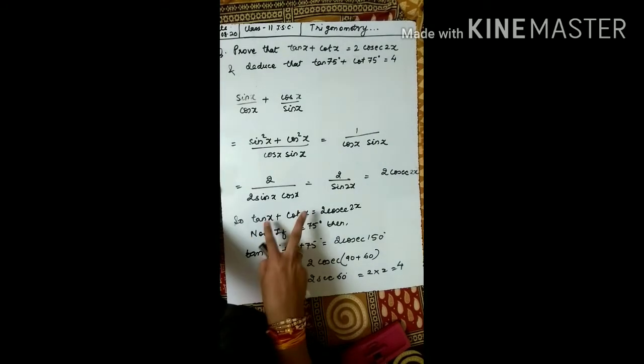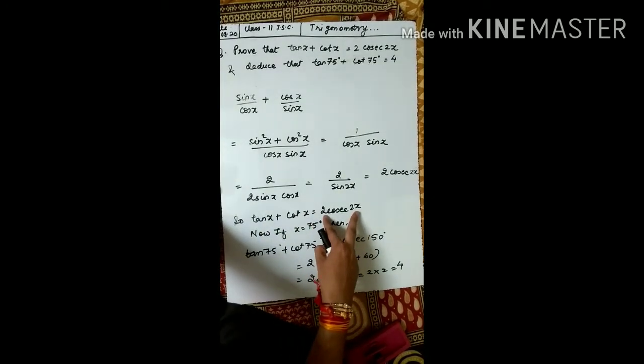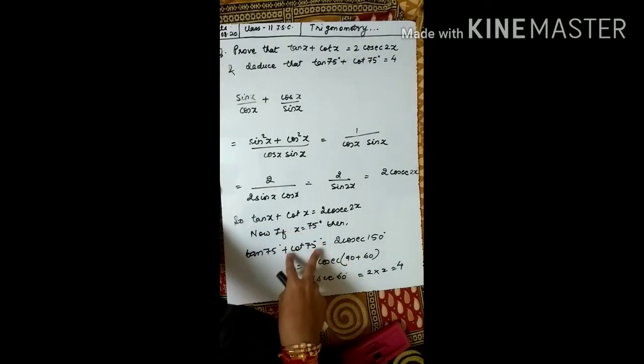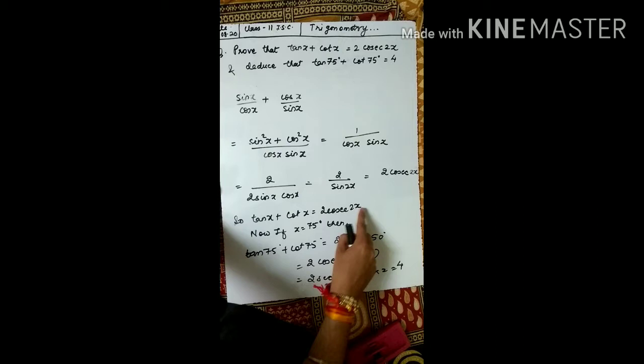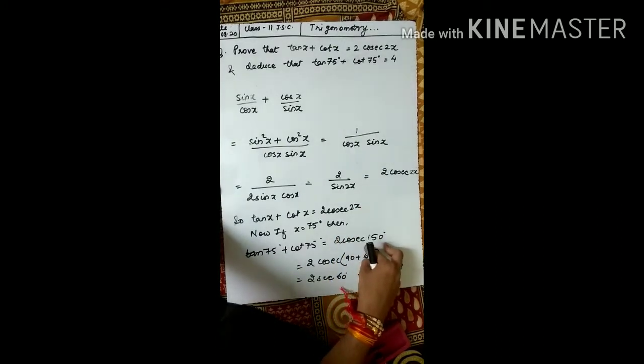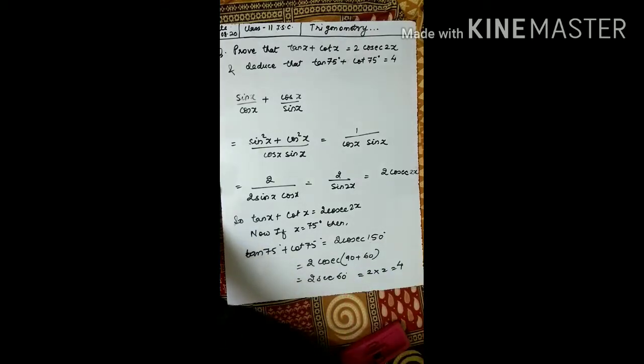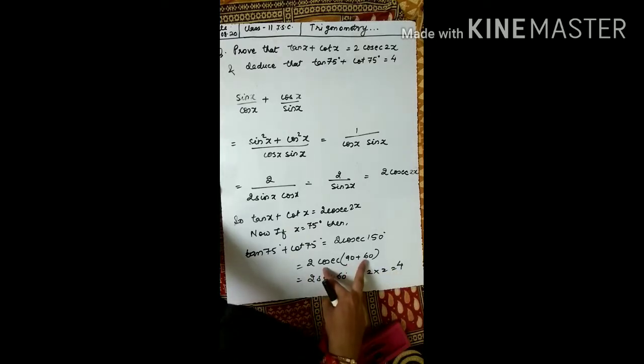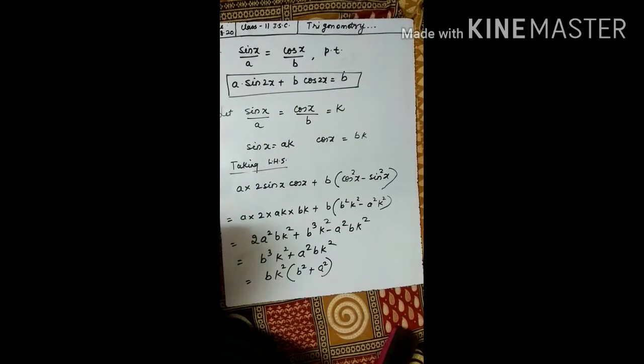So tan x plus cot x is equal to 2 cosec 2x. Now if x is equal to 75, then tan 75 plus cot 75 is equal to 2 cosec of 2 into 75, which is 150 degrees. Then we can write this 150 degrees as 90 plus 60. And we know that cosec of 90 plus theta is positive sec theta. So sec 60 degrees is 2, so 2 into 2 will be equal to 4. Okay.